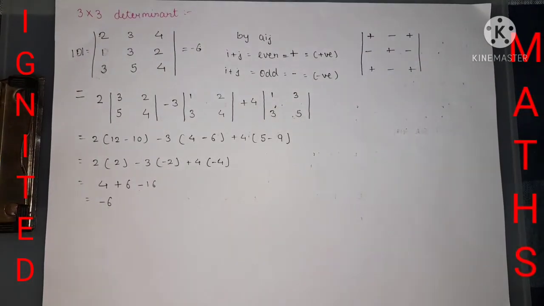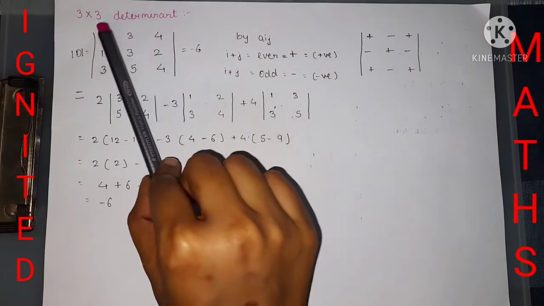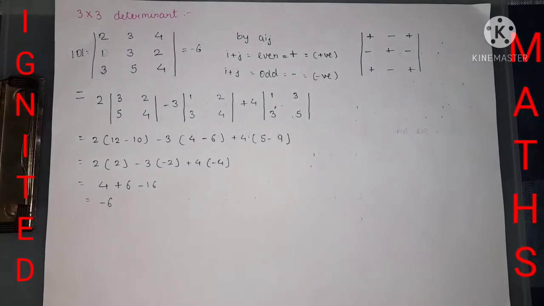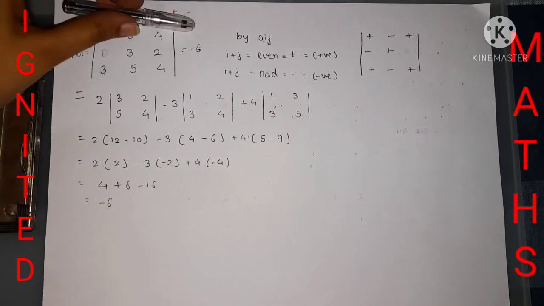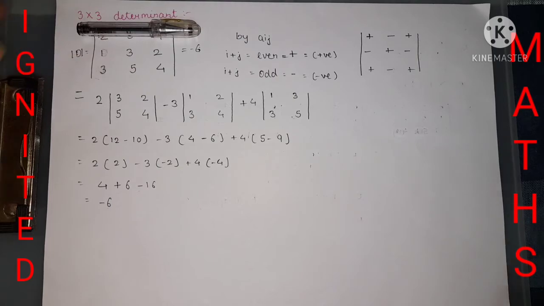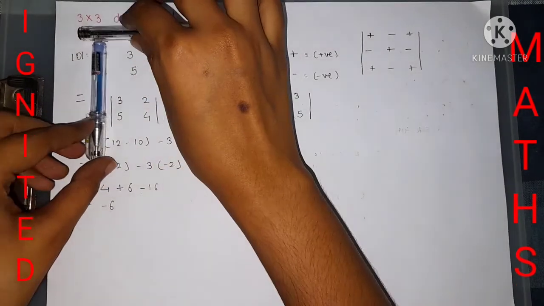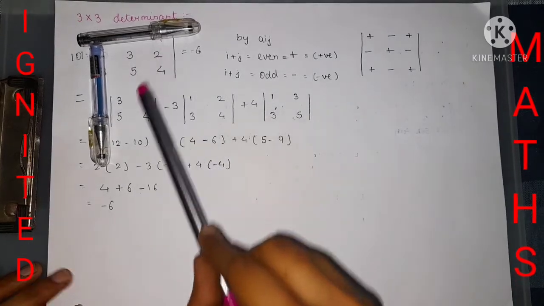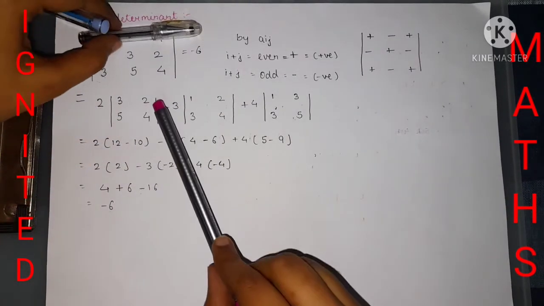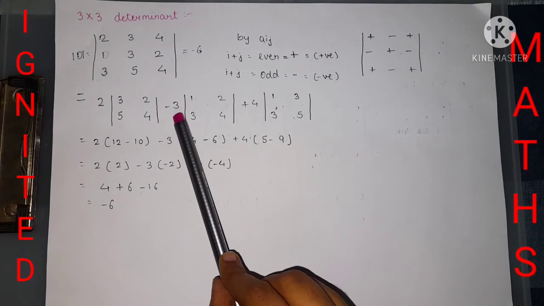Now let's take the first row. In the first row, there are 3 terms, that is 2, 3, 4. So one by one I'm going to take them. So 2 is present in the first row and first column. So what will we do? We will hide the first row and the first column, okay, first row and first column will be hidden, right? And the 2x2 determinant occurs, so we will write it like this. Now 3 has a negative sign, so minus 3.